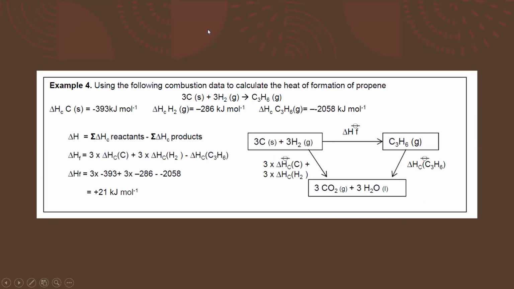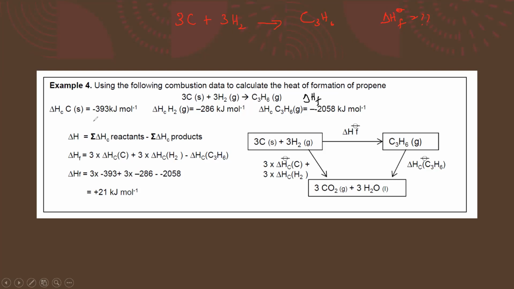So another example, here carbon and hydrogen react to form propene. When elements are forming a compound, we call that the enthalpy change of formation. According to the question, 3 moles of carbon react with 3 moles of hydrogen, and as a result it produces 1 mole of propene. Elements forming a compound is known as enthalpy change of formation.